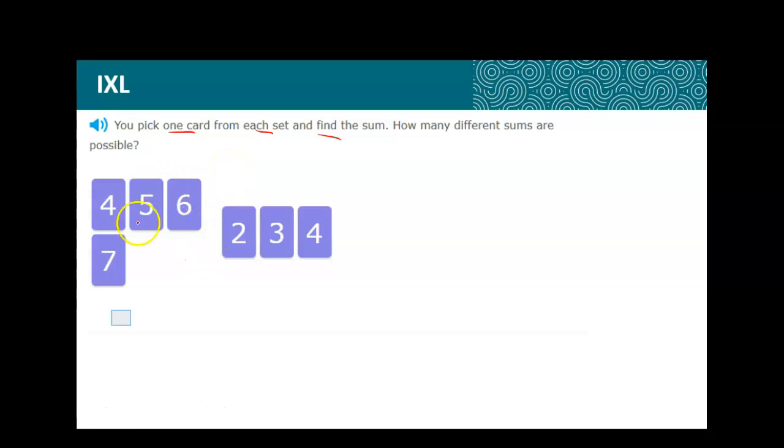So here's the first set. Here's the second set. If I do sum, what does sum mean? Total. So we add. If I do 4 plus 2, what is that? 6. So there's 1. 4 plus 3? 7. 4 plus 4? 8. Okay, but you have to show a little side work. You can't be doing these and not showing work. 5 plus 2. Okay, pause. 5 plus 2 is 7.